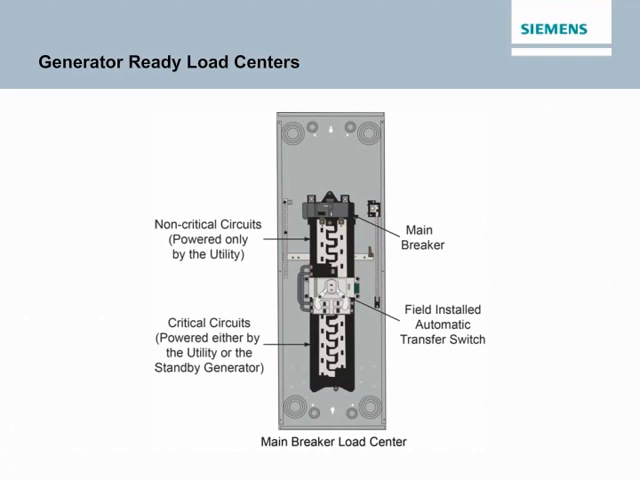These load centers are equipped with two interiors. Up to 30 critical circuits are wired to the lower interior. Non-critical circuits are wired to the upper interior. Both interiors are powered by the electrical utility during normal operation. When utility power is not available, the critical circuits connected to the lower interior can be switched to generator power.